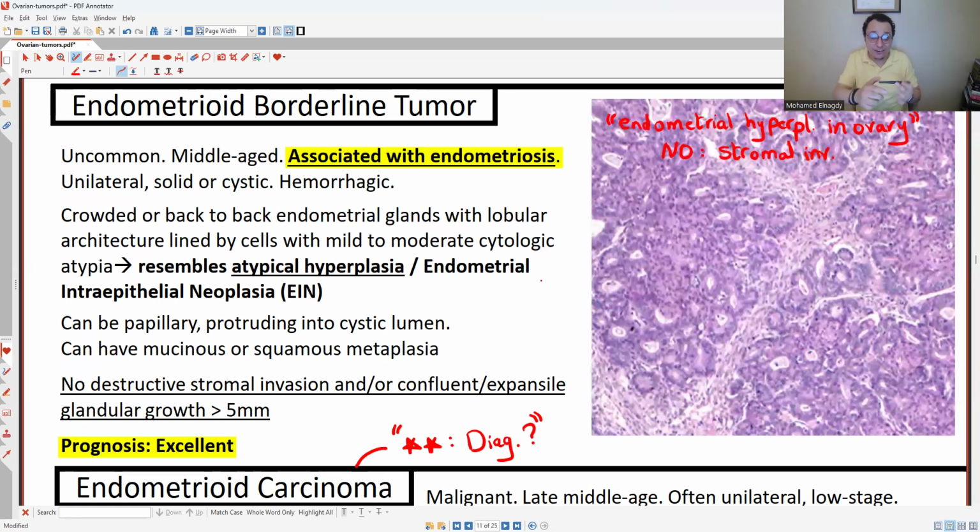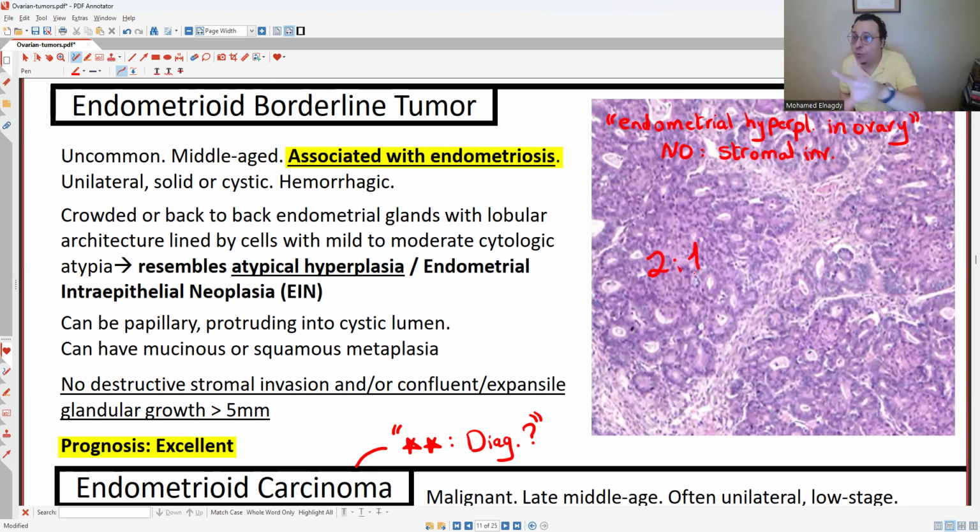Same thing is happening here. Endometroid borderline tumor is actually endometrial hyperplasia in the ovary. So when you see endometrial glands, but they are not malignant looking, but they are increased in number, you see a lot of endometrial glands, and still there is abundant endometrial stroma in between, but the gland to stroma ratio is 2:1.